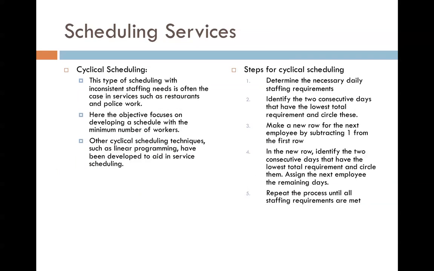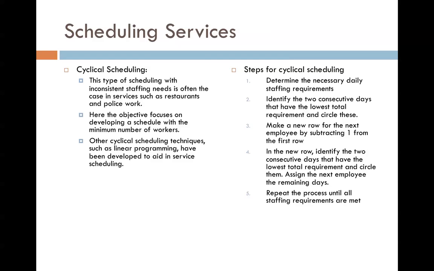Cyclical scheduling with inconsistent staffing needs is often the case in services such as restaurants and police work. Here, the objective focuses on developing a schedule with the minimum number of workers. Other cyclical scheduling techniques, such as linear programming, have been developed to aid in service scheduling. There are 5 steps for cyclical scheduling.